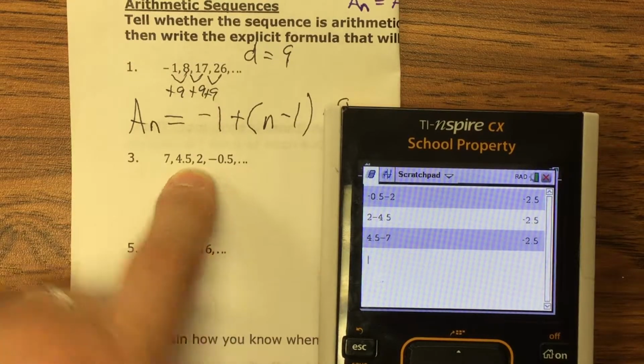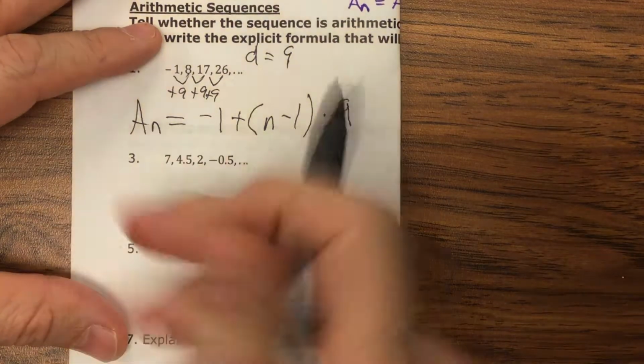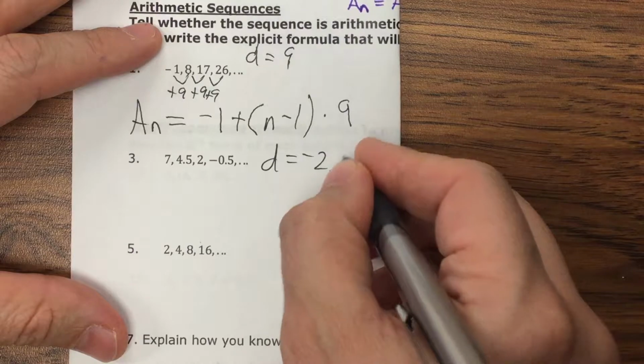So I'm good. I know this is an arithmetic sequence because it has a common difference, and that common difference is negative 2.5.